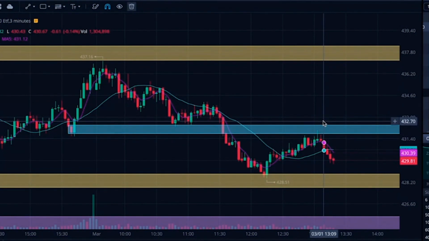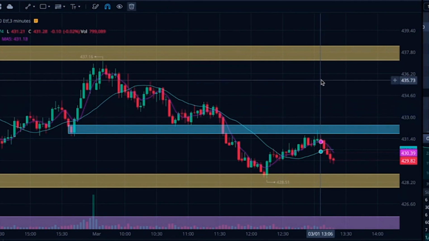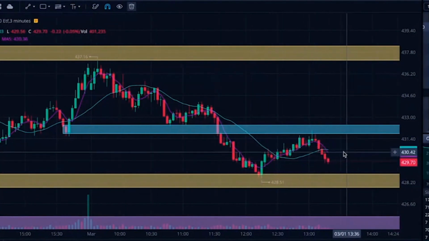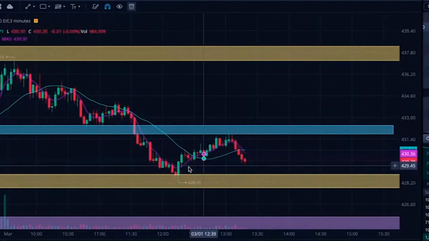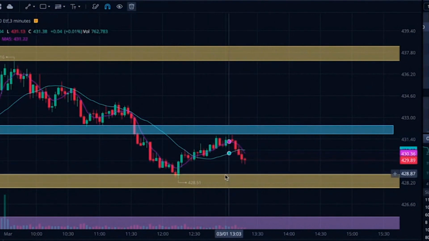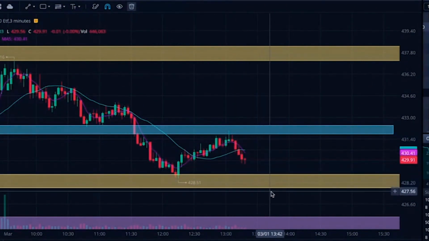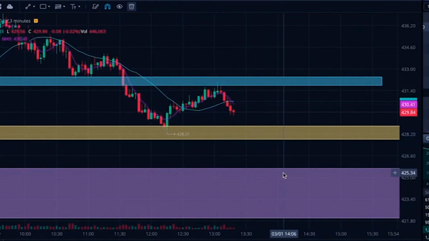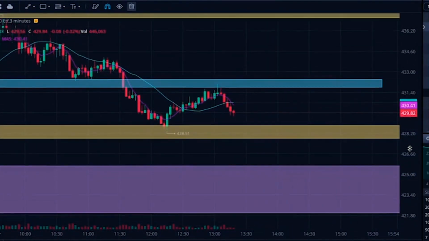432.70 would be my entry for calls because that would determine that we should rotate our way back up again. So now is about being patient, because you see how we hit it, it got rejected. Now we have to see if this gets rejected again. If not, guess what's going to happen? We're going to test the next demand zone, which is a major demand zone, which I created.